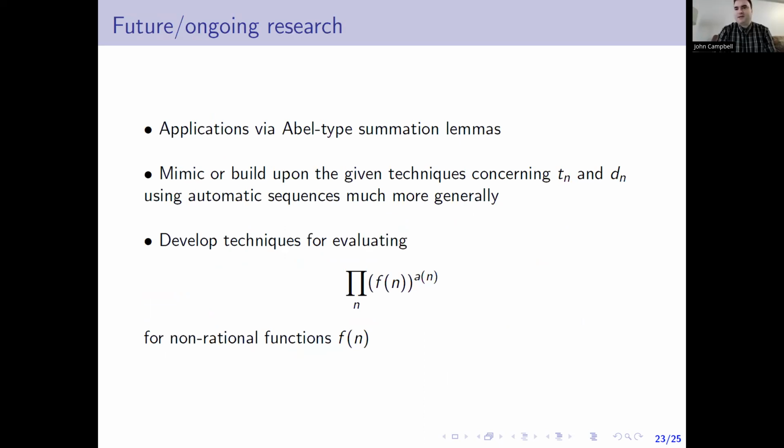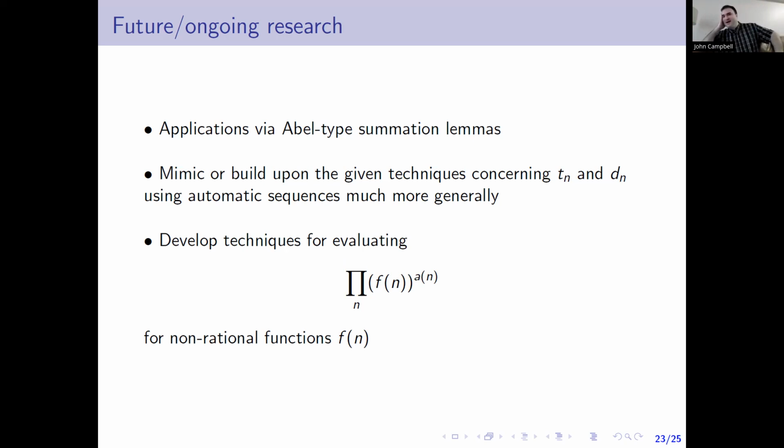I see what you mean in terms of the question you provided, and this seems to touch upon what I was describing earlier when I referred to this research topic that I described with this bullet point. When I referred to how we could mimic or build upon the given techniques concerning the Thue-Morse sequence and the period doubling sequence using automatic sequences much more generally. So what do I mean by much more generally? I tried to be careful with my language, and I suggested we could use infinite families of automatic sequences satisfying certain constraints or certain conditions.